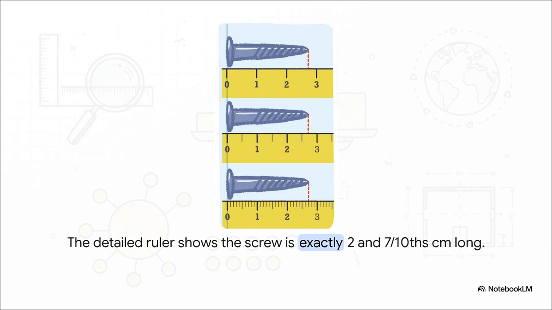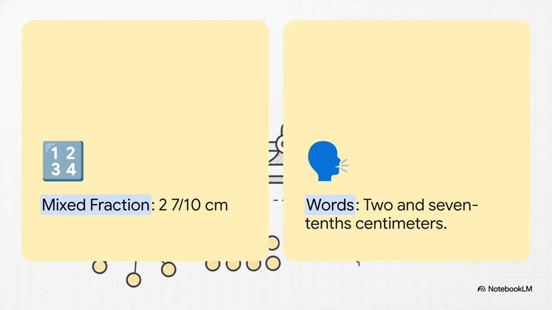With a more precise ruler that actually shows these tenths, Sonu can finally see the truth. The screw isn't just almost 3 centimeters. It is exactly 2 whole centimeters plus 7 of those new tiny tenths of the next centimeter. And we have a really clear way to write this down and talk about it. We can write it as a mixed fraction, 2 and 7/10, and we say it out loud as 2 and 7/10 centimeters. It's like we've created a new language, a language for precision.